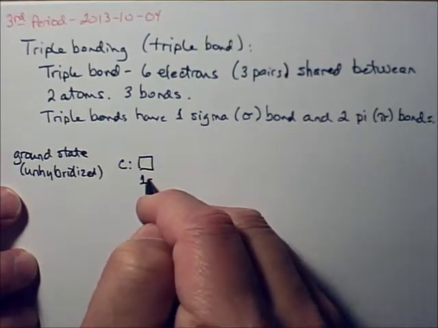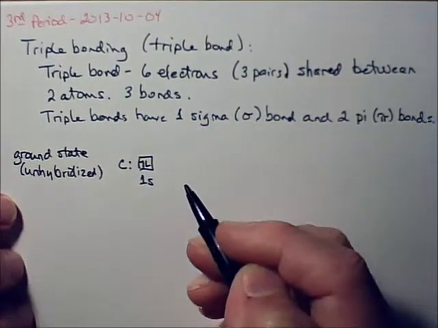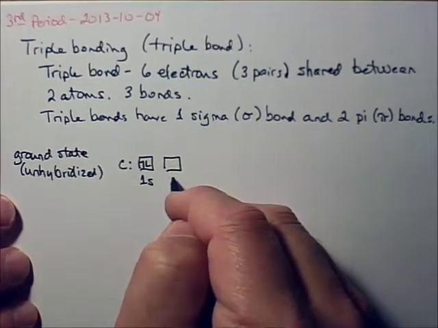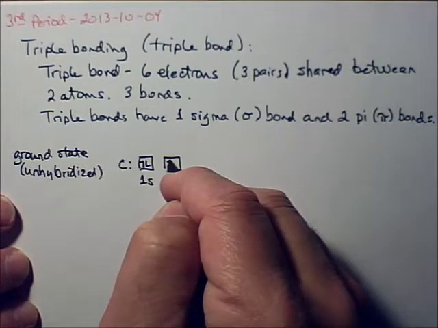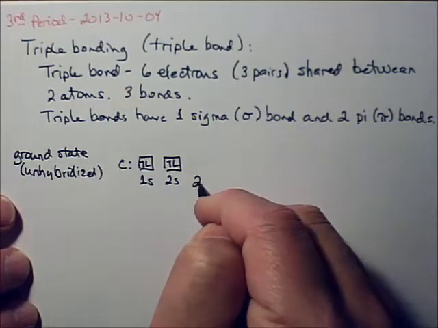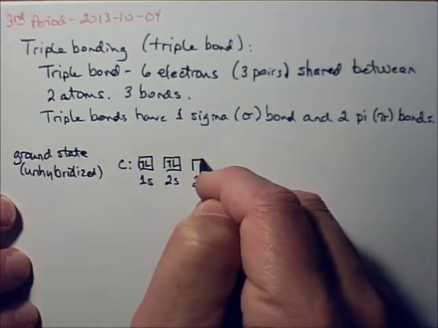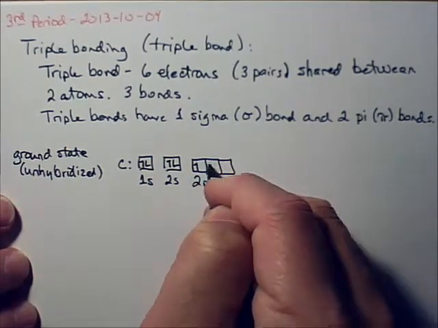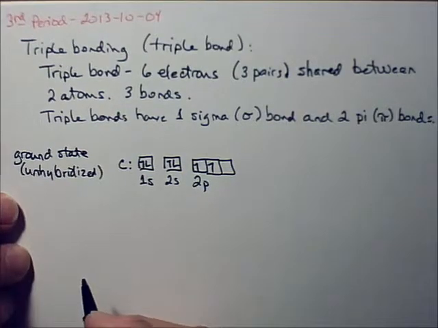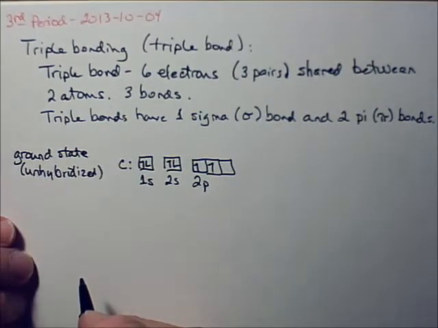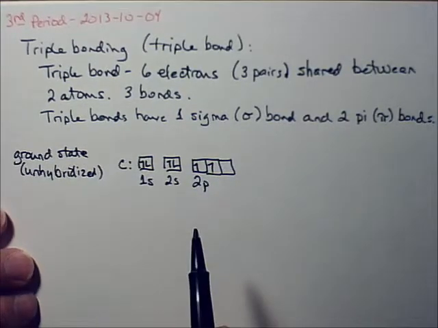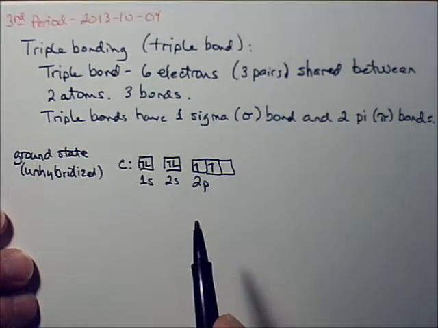and carbon has 2 electrons in 1s. Then it has 2 electrons in 2s, and it has 2 electrons in 2p, but the p sublevel must have 3 orbitals. And you put 1 electron in each box and stop. If you have to pair up, you do it after you put 1 electron in each box. Okay? Ground state.